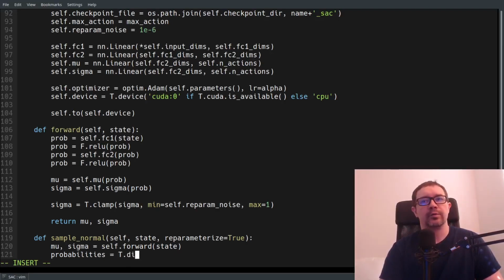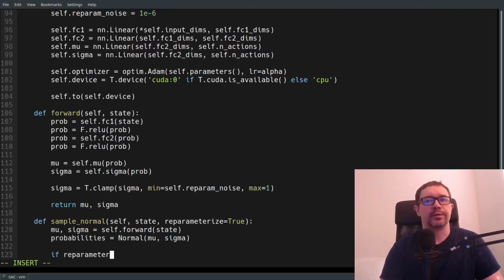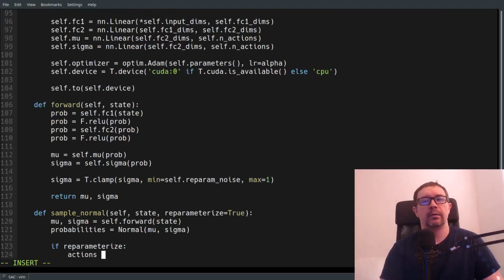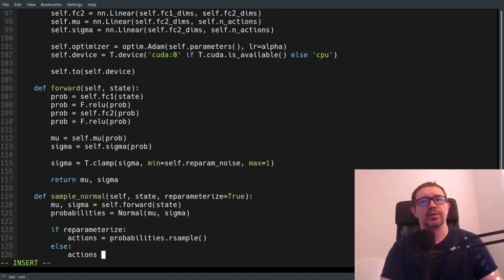So we want our actual distribution, a normal distribution defined in terms of mu and sigma. If we're going to reparameterize, then our actions are going to be an r sample. There are two sample functions for the normal distribution. One gives you just a normal sample. The other one gives you a sample plus some noise. So we're adding some noise, some additional exploration factor to the actions. If we're not reparameterizing, we just want to sample the distribution.